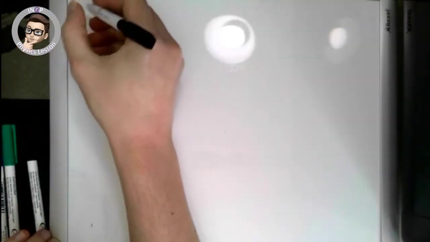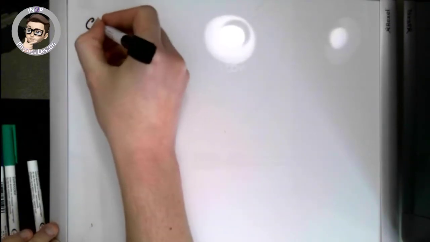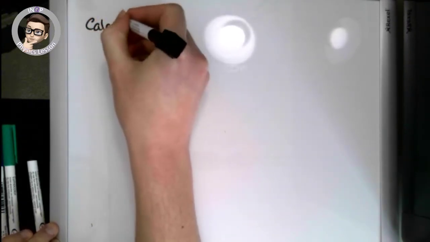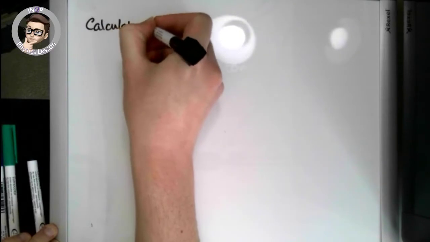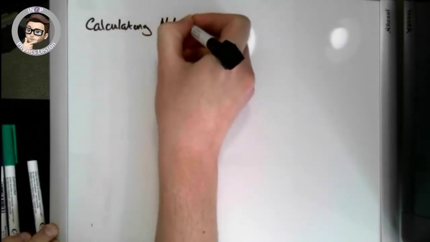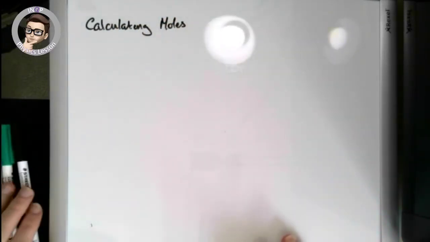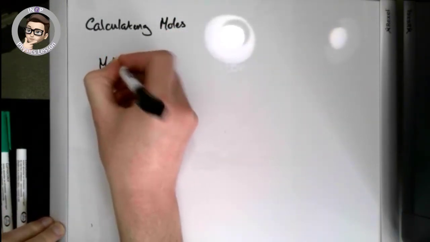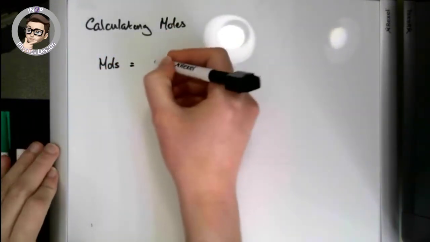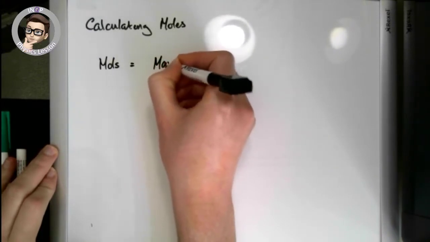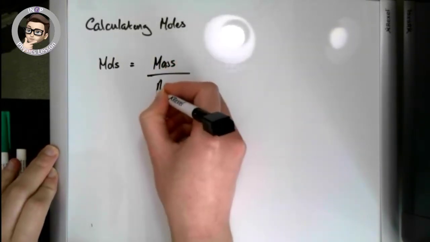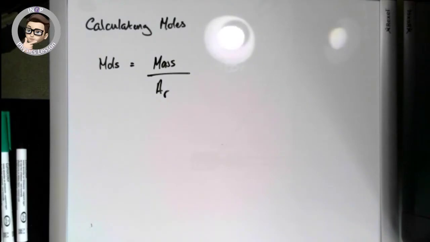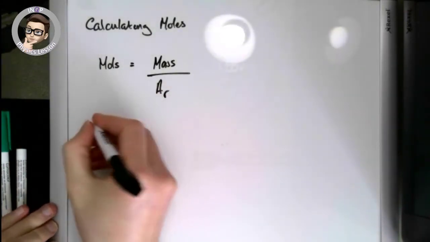Okay, so let's consider how we can calculate moles. Hopefully you remember how to do this because we did this in that last lesson. We're going to say that the number of moles is equal to the mass divided by the relative atomic mass or the relative molecular mass. So let's do an example.